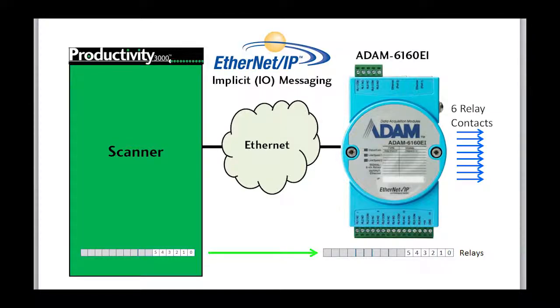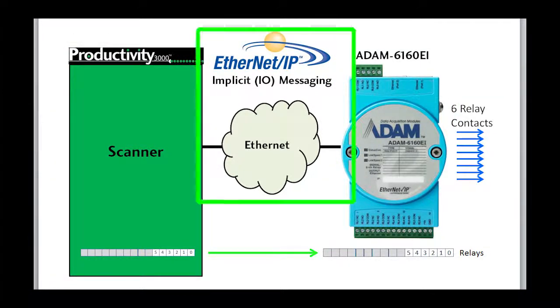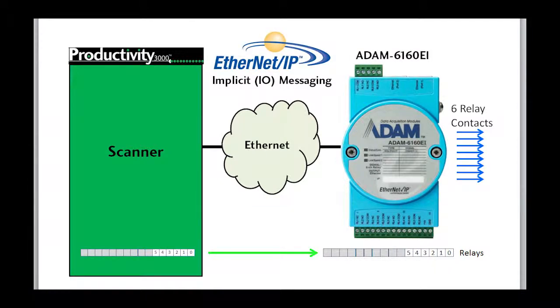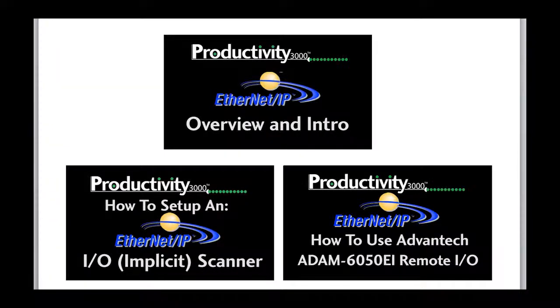In this video, we'll skip all the introductory stuff and get right to connecting the ADAM-6160 relay module to the Productivity 3000 using the EtherNet IP protocol. If you need more details on using EtherNet IP on the Productivity 3000, check out these videos. They provide a lot more background and introductory information.